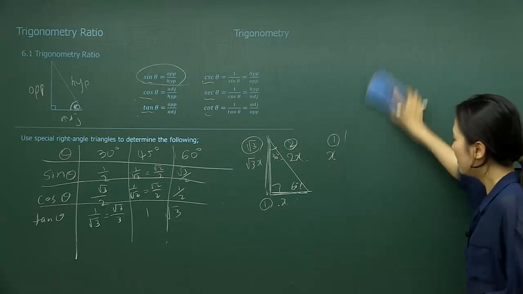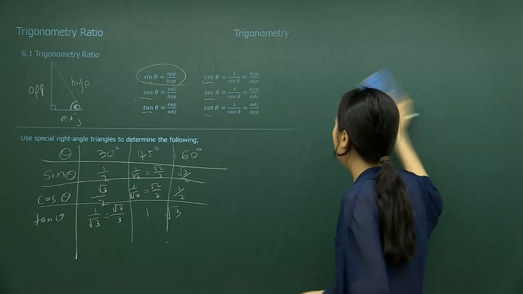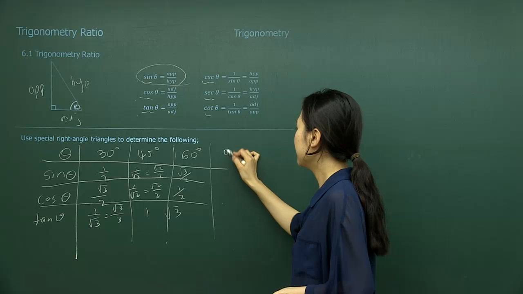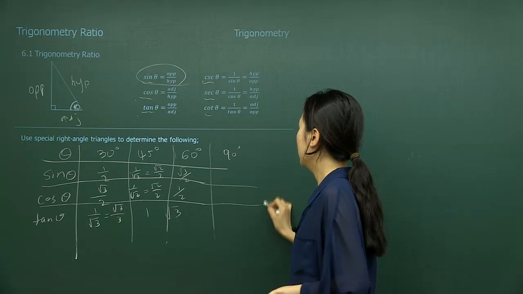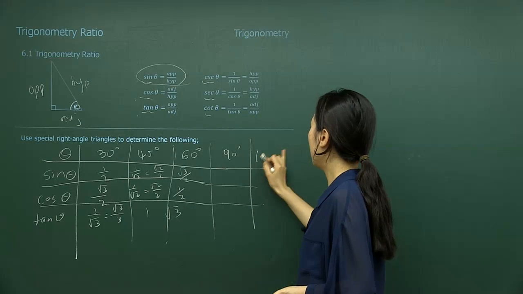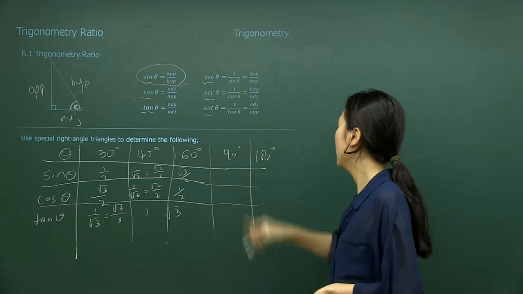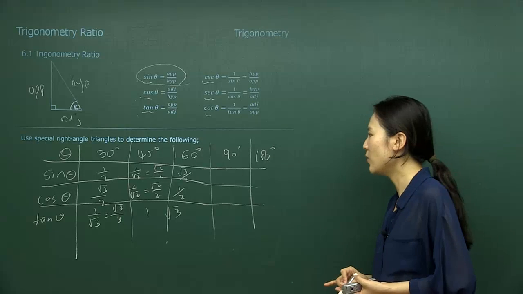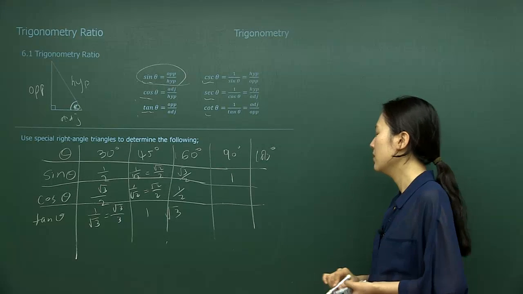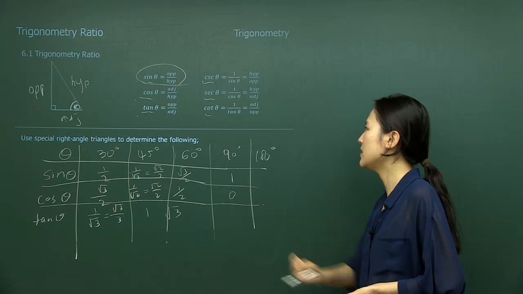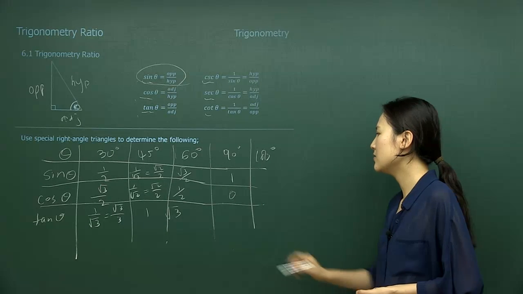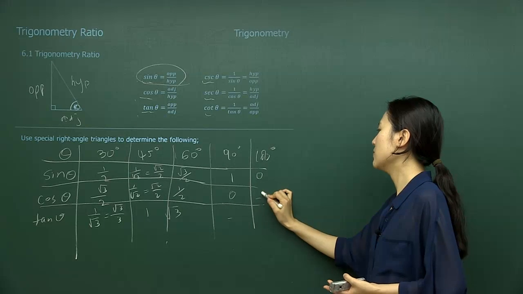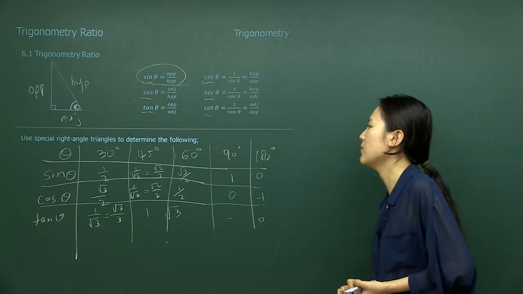All right, so there are other angles that you should understand as well. Actually, 90 and 180. It's good to remember what the values are at 90 degrees and 180 degrees as well. Sine equals 1 for 90 degrees, cosine equals 0, and for tangent, there's no value. Okay? For 180, sine equals 0, cosine equals -1, and tangent equals 0.